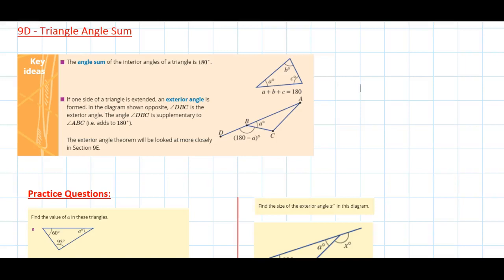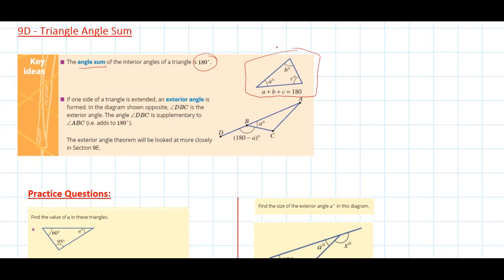In this video we're going to be looking at the sum of the interior angles in triangles. The key point, and I'll get you to write this down, is that the angle sum of the interior angles of a triangle is 180 degrees. I'll get you to draw this representation down in your book so you get an understanding of what we mean by the different interior angles.